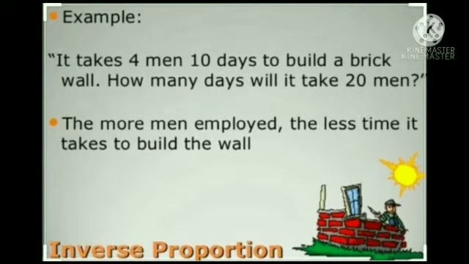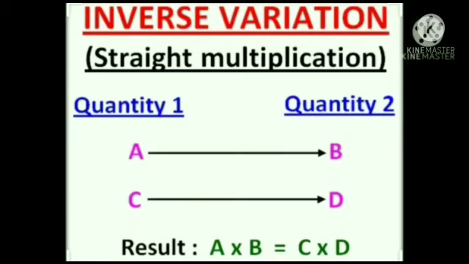Clear? It means what? Our first quantity increases. If the number of men increases, the days required will decrease. Clear? If the number of men decreases, the days required will increase. Clear? So this is known as inverse proportion. Now see how you will do the calculation in inverse proportion. In inverse proportion you have to do straight multiplication. Clear? You have to multiply the first quantity with the second quantity. Understood? In direct proportion what have we done? We have done the cross multiplication.